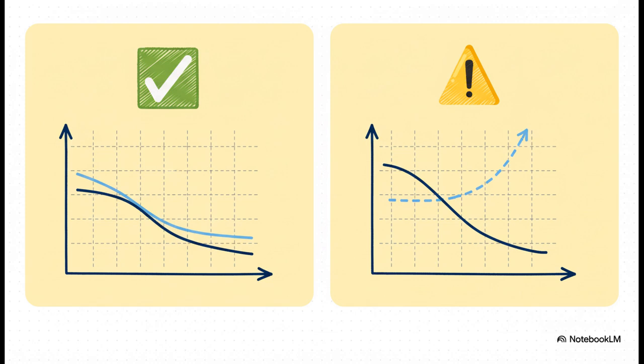But the curve on the right tells a much more dangerous story. The training loss keeps dropping, sure, but look, the validation loss starts to creep back up. This is a classic flashing red light for a massive problem called overfitting. It means the model has stopped learning and has just started memorizing the training data.